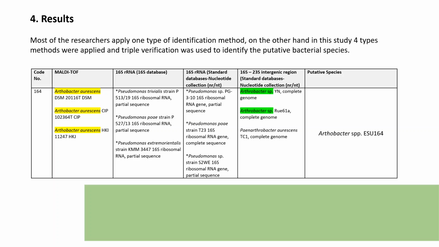Most of the researchers apply one type of identification method. On the other hand, in this study, triple verification was used to identify the putative bacterial species by using multi-touch results and NCBI BLAST results. According to the results, our first bacteria was identified as only its genus, Arthrobacter, and you can see our lab code with the genus in the slide.